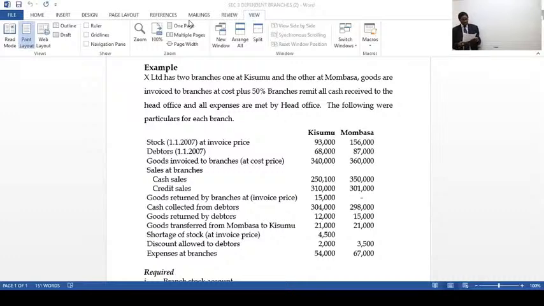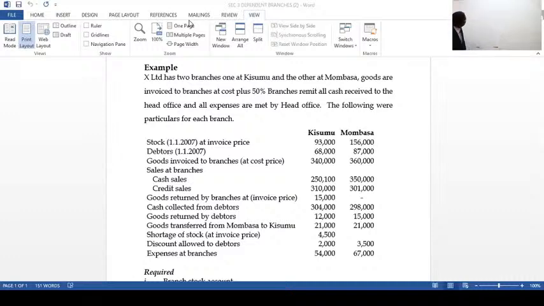Then you are given goods transferred from Mombasa to Kisumu. You are given the invoice price, of course. Then you are given a shortage of stock at invoice price. It's only Kisumu that had a stock shortage. Then you are given discount allowed to debtors. Then you are given branch expenses. Then you are required to open branch stock, branch debtors, branch adjustment, and branch income statement.